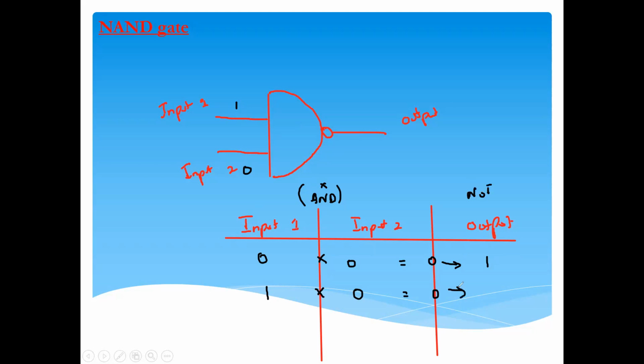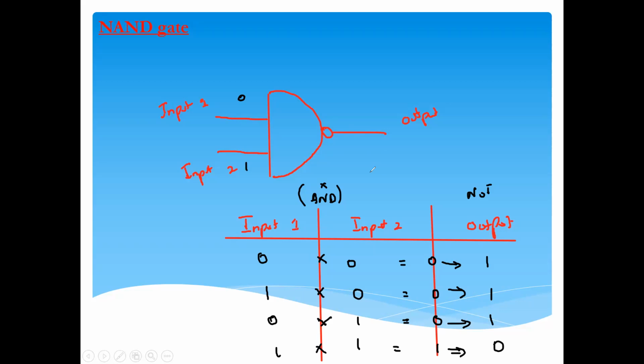It will invert it, it will make it 1. Same way, if we have 0 and 1, 0 multiplied by 1 is how much? Multiplication of 0 into 1 will give 0. But because the inverter is there, it will make it 1. And when we have 1 multiplied by 1, that is equal to 1. But because there is an inverter, that inverter will make it 0.